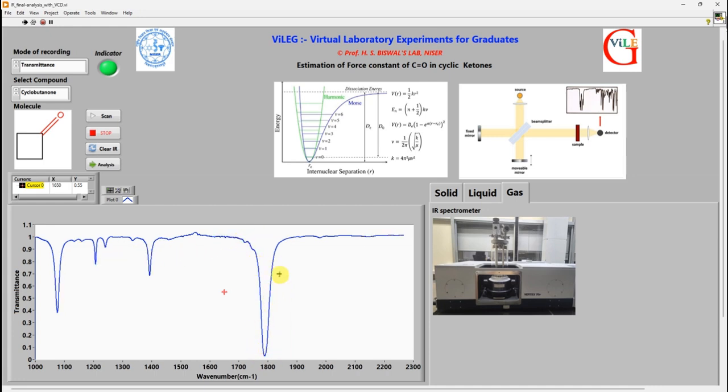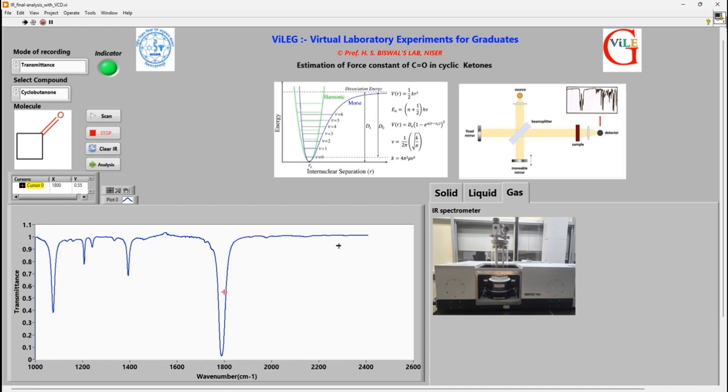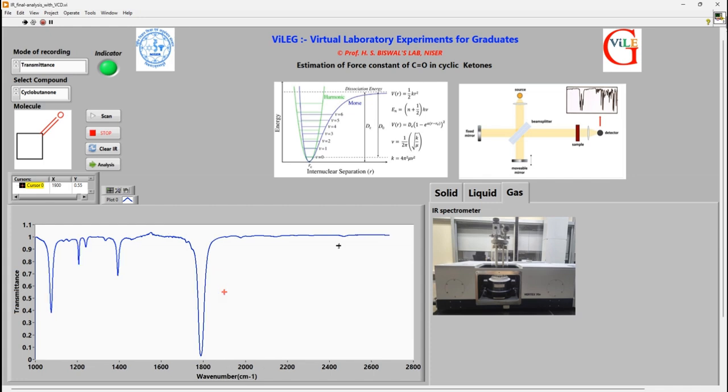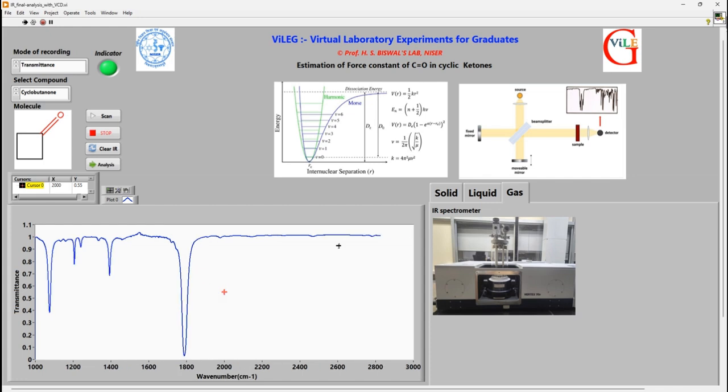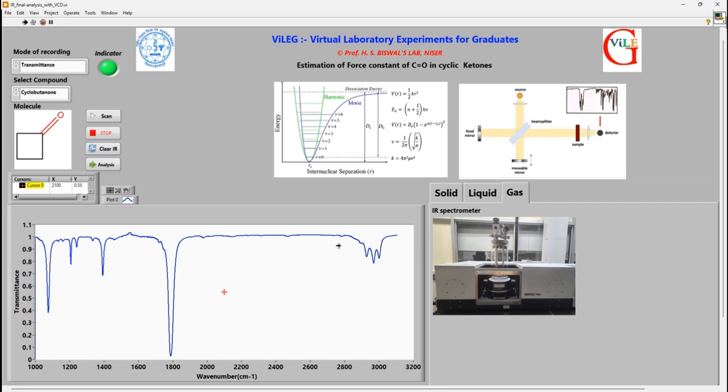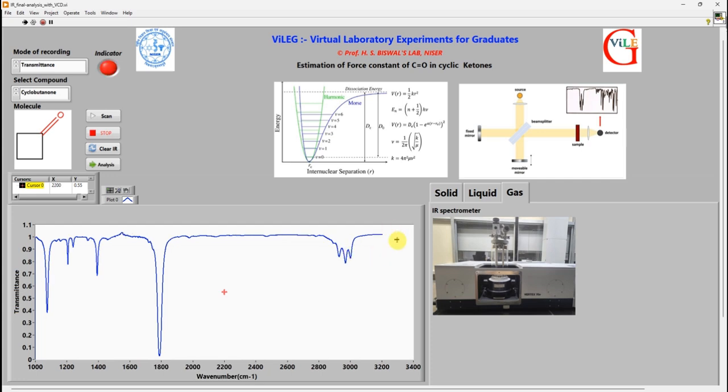We know that a molecule with n atoms has a total of 3n degrees of freedom, out of which 3n minus 6 is the vibrational degrees of freedom for a nonlinear molecule, and 3n minus 5 is the vibrational degrees of freedom for a linear molecule. As cyclobutanone is a nonlinear molecule having 11 atoms, it has 27 vibrational degrees of freedom. Here it can have C-C stretching frequency, C=O stretching frequency, or it can have C-C-C bending modes.